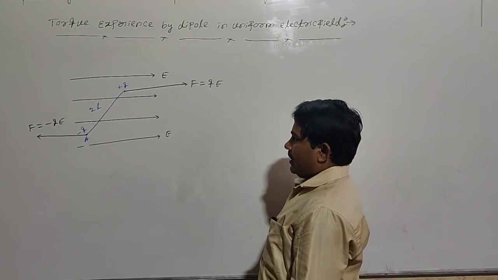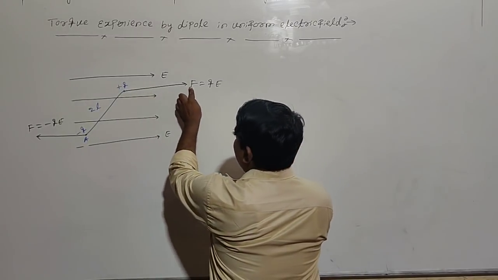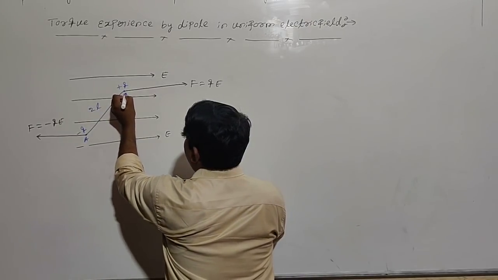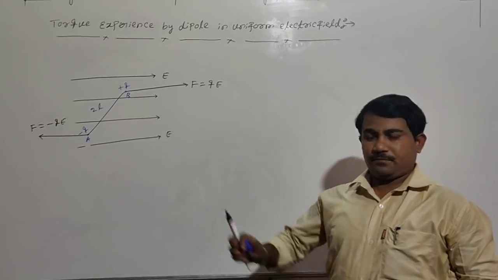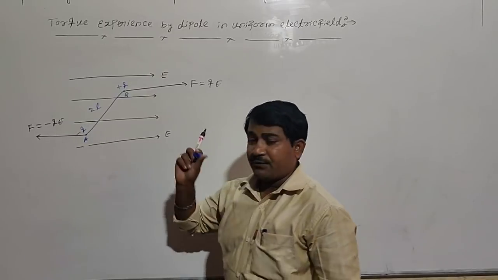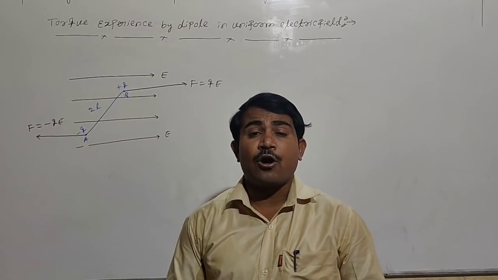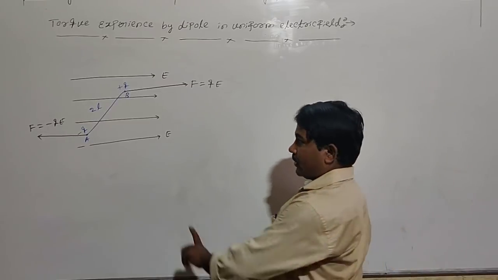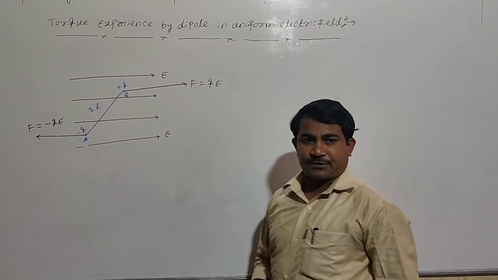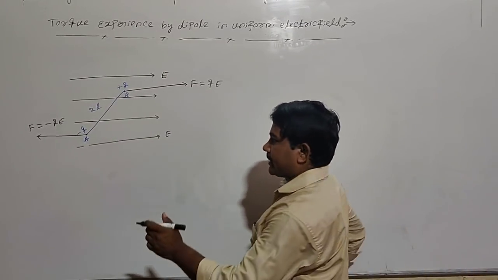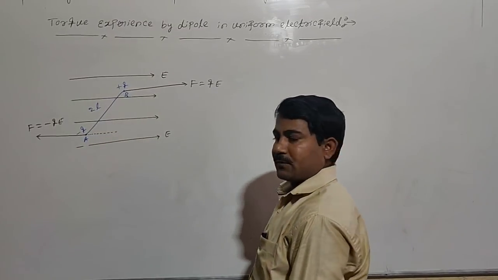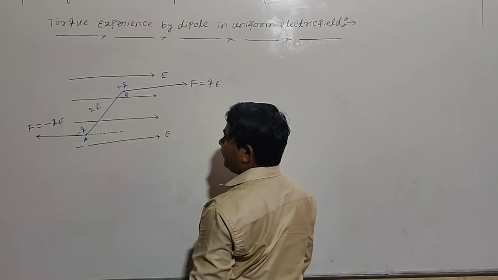Then look at me. Here, the positive charge experiences a force like this, and the negative charge experiences a force like this. Equal and opposite forces are acting. Wherever equal and opposite forces are acting, the net force on the dipole is 0, because the two forces with equal magnitude act in opposite directions. Now I am going to extend this force in the backward direction.